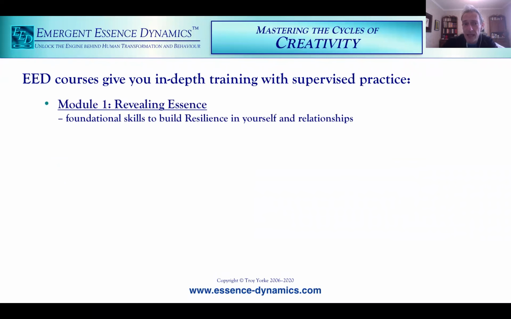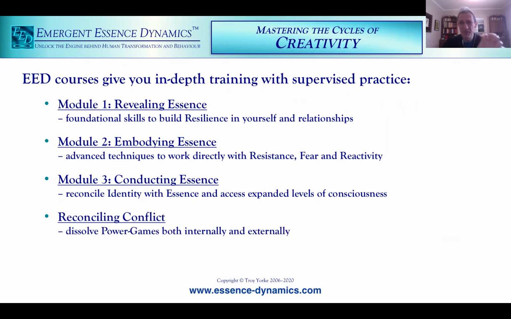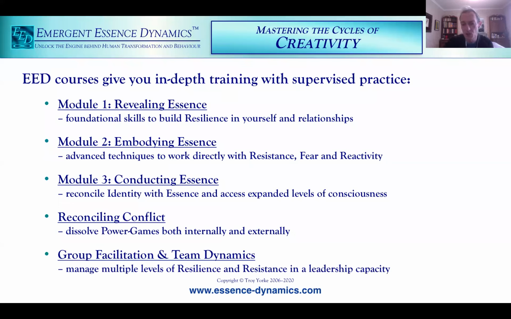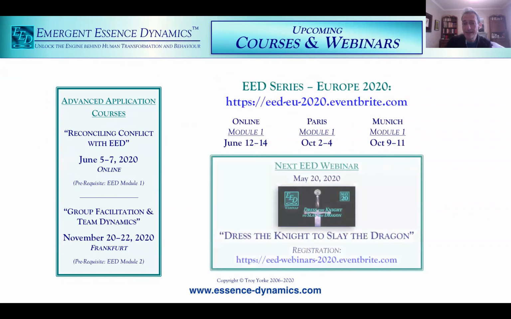Okay, and we cover these in all our modules. Module 1 is about building resilience. Module 2 is working with resistance. Module 3 is working with this creative cycle specifically, those 8 circuits of consciousness. Our conflict course is neutralizing all these power gains and neutralizing fear, neutralizing obstacles. And then our group facilitation course works with that on more of a cosmic level, a group dynamic level, and how you have all this web of relationships using the very same skills, but in the context of groups and communities. Our next webinar is next week, May 20th, and it's called Dress the Night to Slay the Dragon.